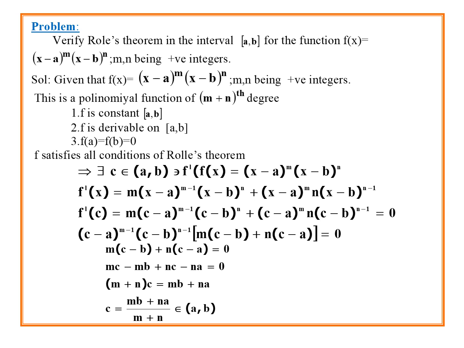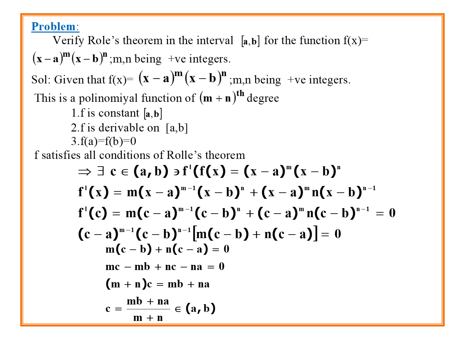Then we have to prove that there exists an element in the open interval (a, b), which means there exists c belongs to the open interval (a, b) such that f dash c is 0. What is the function? f of x is equal to (x minus a) to the power of m, (x minus b) to the power of n. This is the given function. Now we have to prove that such a c belongs to the open interval (a, b).